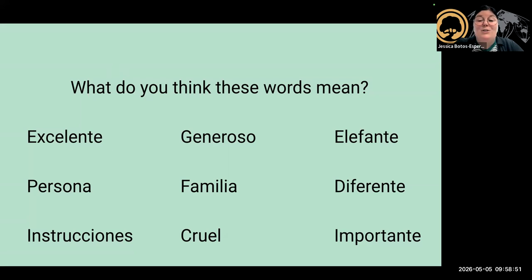Excelente, generoso, elefante, persona, familia, diferente, instrucciones, cruel, importante. What do you think these words mean? Well, here's the thing. Most of you were probably right, even if you barely studied Spanish. These words are cognates, and that's exactly what we're talking about today.